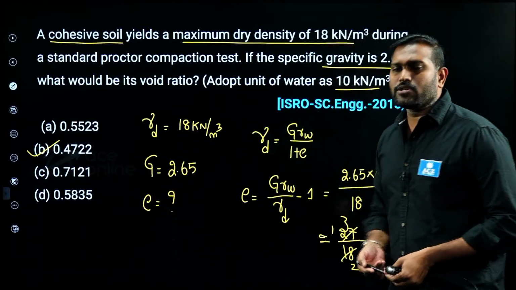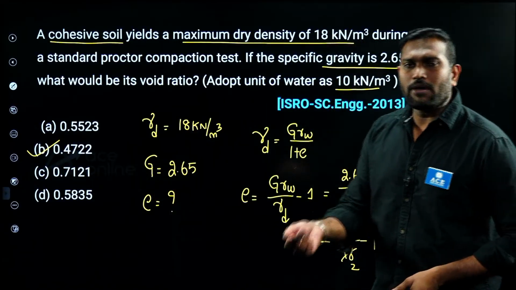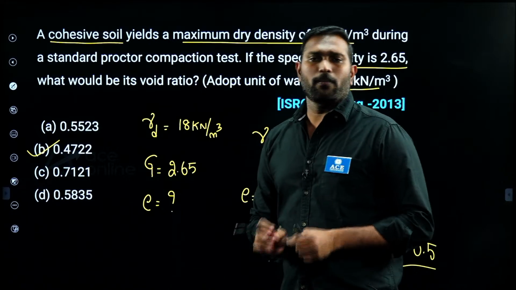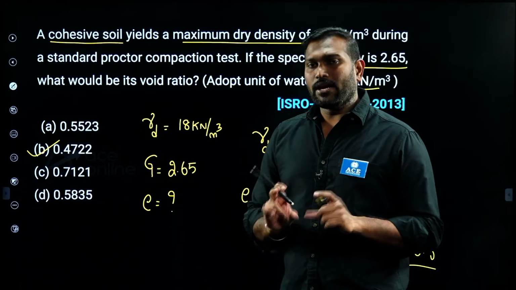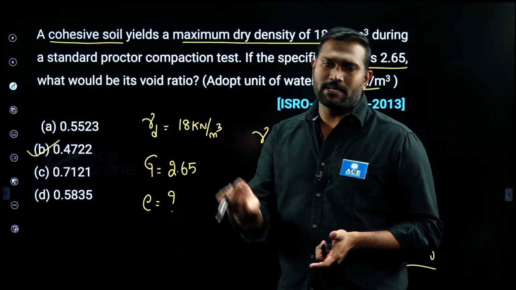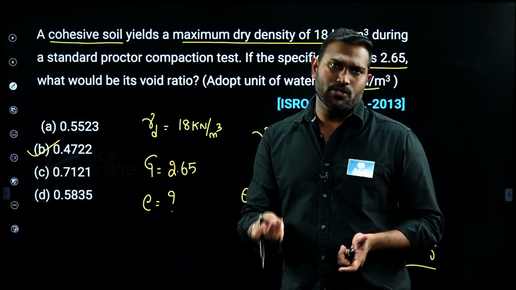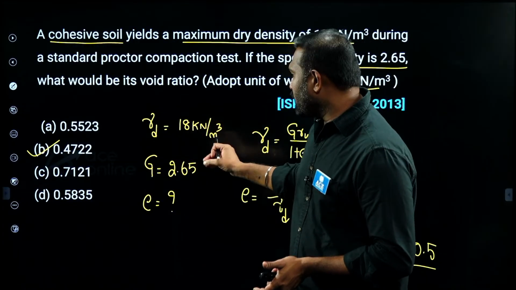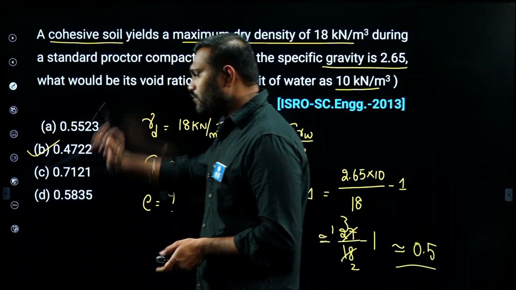In your examination, while you are calculating, as you don't have a calculator, you don't need to obtain the exact value. You find the nearest value and use your common sense and some general aptitude, and you can obtain the answer. So the correct answer is 0.47 over here.